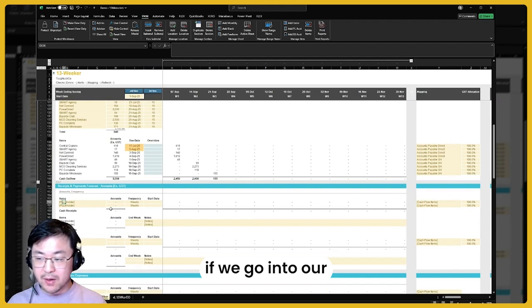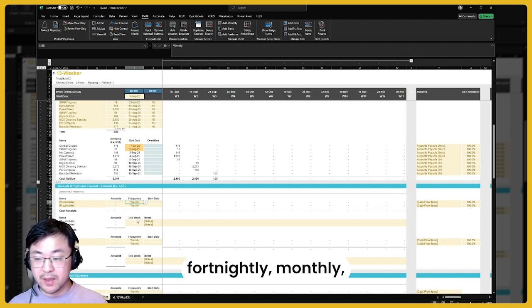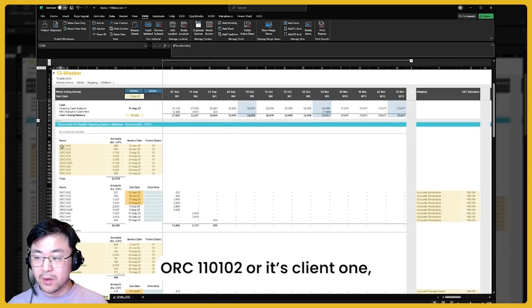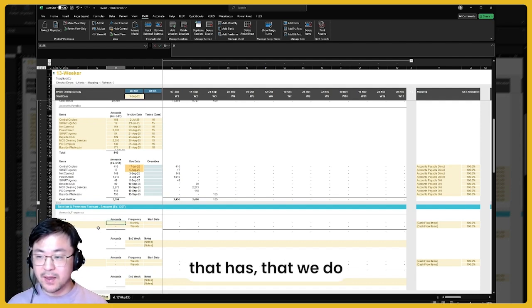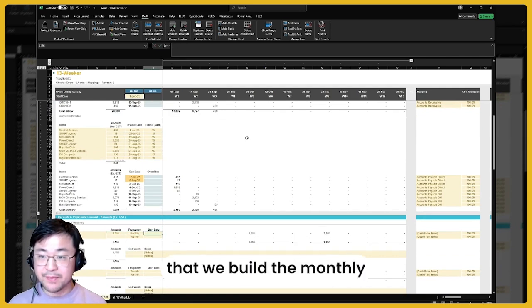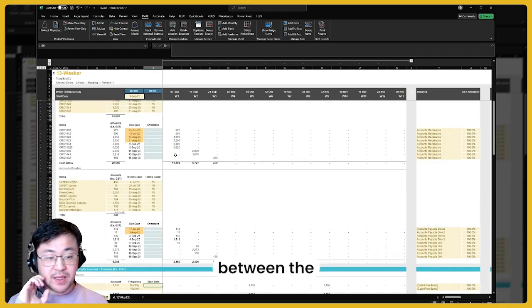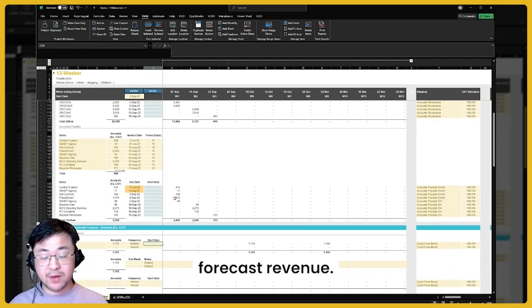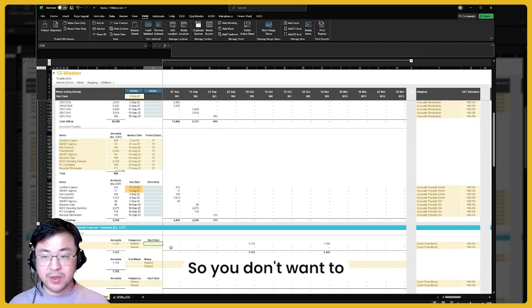But for example, if we go into our amounts and frequency, so it's amounts and the frequency of the amount, your options are once, so an ad hoc item, fortnightly, monthly, quarterly, or annual. So as an example, if we have a client here, client 1, that we do invoicing on a regular basis, so let's say it's 1165, that we bill them monthly, and being careful that there is always a differentiation between the accounts receivables and the actual forecast revenue. Now, the forecast revenue should include the terms timing, so you don't want to double up.